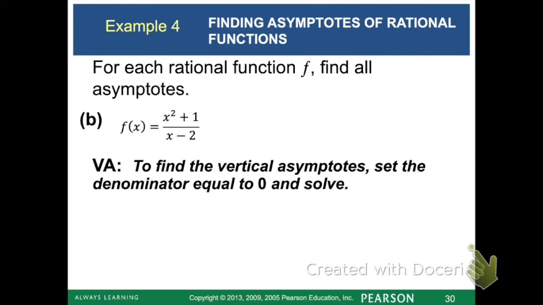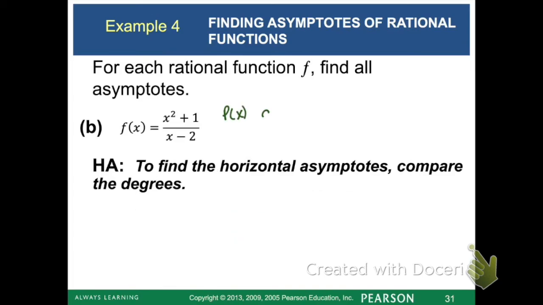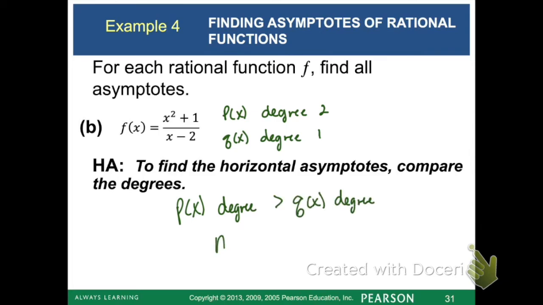Example 4, we're going to find all asymptotes for f of x equals x squared plus 1 divided by x minus 2. To find our vertical asymptote, we're going to set our denominator equal to 0 and solve. It's really important here to remind you that your answer should be an equation of a line. So it should say x equals a number. If you ever just tell me your asymptote is at 2, then that isn't specific enough to be able to graph it. For the horizontal asymptotes, we find that p of x has degree 2, q of x has degree 1. Therefore, we do not have a horizontal asymptote.